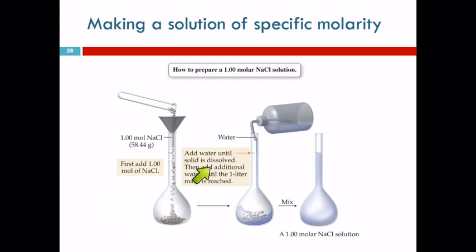And then you're going to add water and dissolve this, and then you keep adding water until the meniscus gets to the mark on the neck of the flask. This is called a volumetric flask, and it's designed to hold one particular volume. This is a 1 liter flask. It's got a mark on the neck, and if you fill it up to there, you've got 1 liter of solution. And then you put a stopper on the top and you mix it.